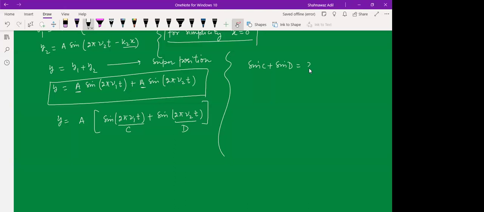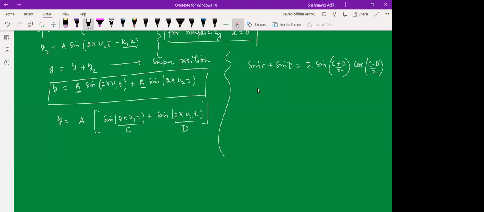So whenever you have sine C plus sine D, remember that it is 2 sine of C plus D by 2, and cos of C minus D by 2. Absolutely correct. Good. So yeah, we can check this thing in here, right?